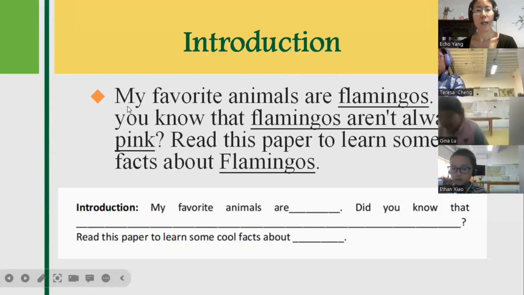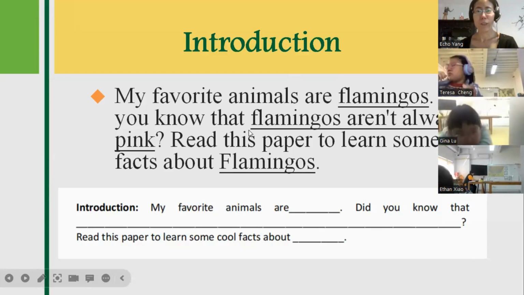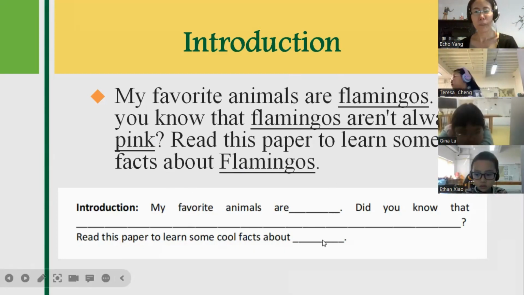So Mary wrote, my favorite animals are flamingos. So this is to introduce your animal. And then she grabbed the reader's attention with the question: did you know that flamingos are always pink? And then, read this paper to learn some cool facts about flamingos. So you can use these sentence stems in your writing. My favorite animals are... Did you know that...? This is an interesting fact about your animal. And then, read this paper to learn some cool facts about, and write the name of your animal.